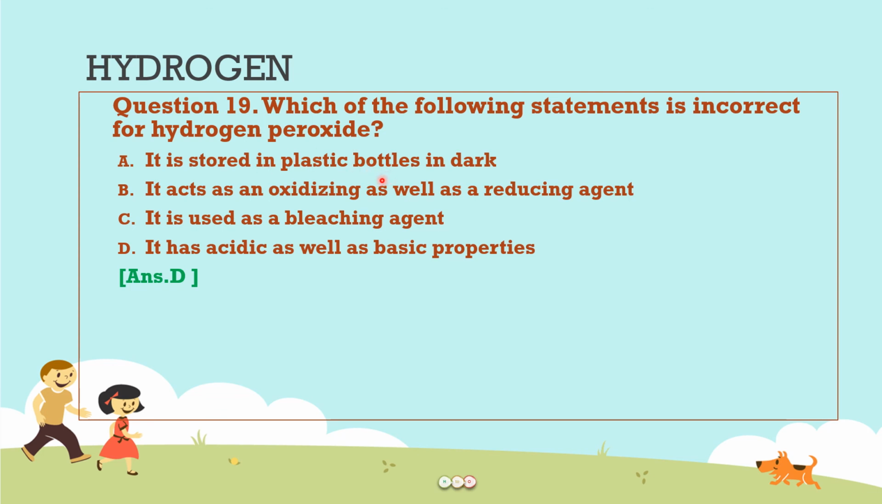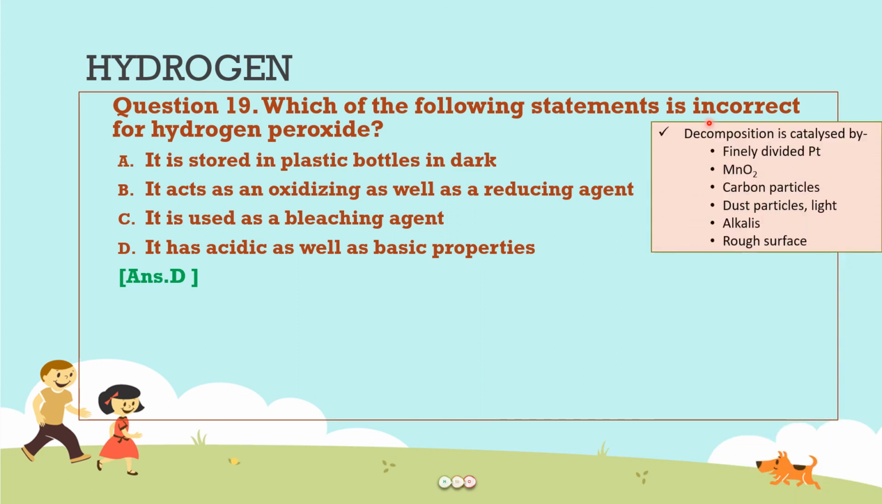Why do we store it in plastic bottles? Because one of the things which can catalyze the decomposition of hydrogen peroxide is a rough surface, and generally the glass bottles that we have have a rough surface. So if we have to use a glass bottle, we generally coat the glass bottles with wax, otherwise we store it in plastic bottles. And here is a list of the decomposition catalysts for hydrogen peroxide. Finely divided platinum, MnO2, carbon particles, dust particles, light, alkalis, and rough surface can cause the decomposition of hydrogen peroxide. So these are the things which can catalyze the decomposition, and we should avoid the presence of these.